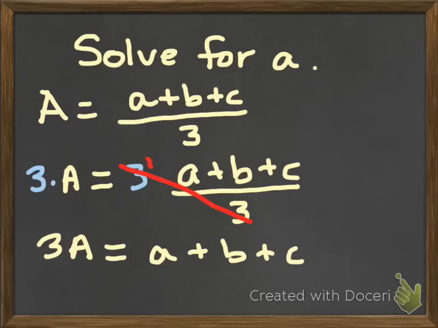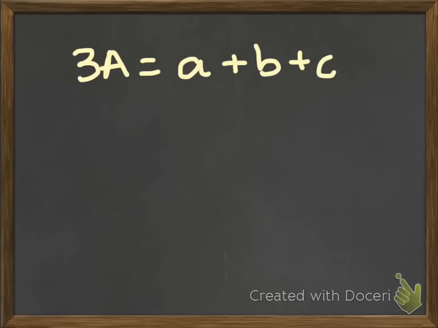But we want to know what a is. So we have 3a equals a plus b plus c. So I need to get rid of that plus b and plus c. So we're going to do the opposite of adding, and that will undo it. So we subtract b, we subtract b, we subtract c, we subtract c.